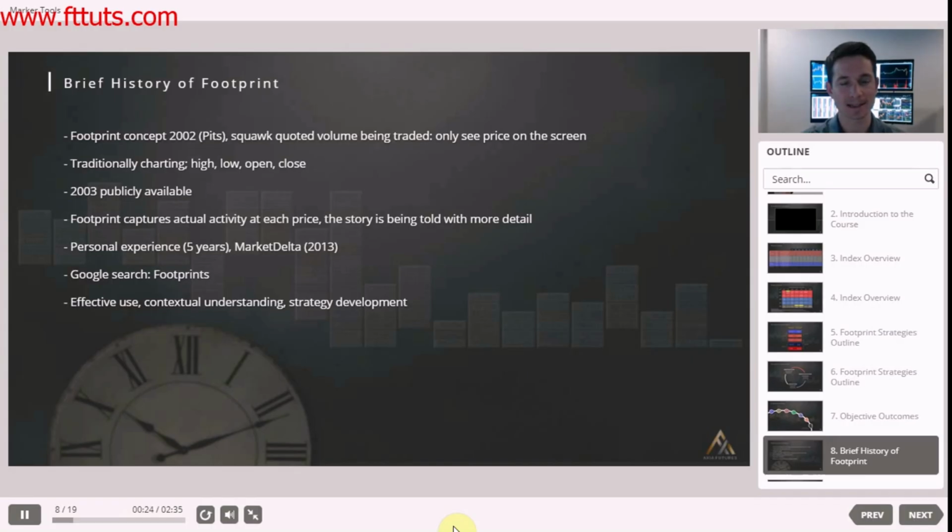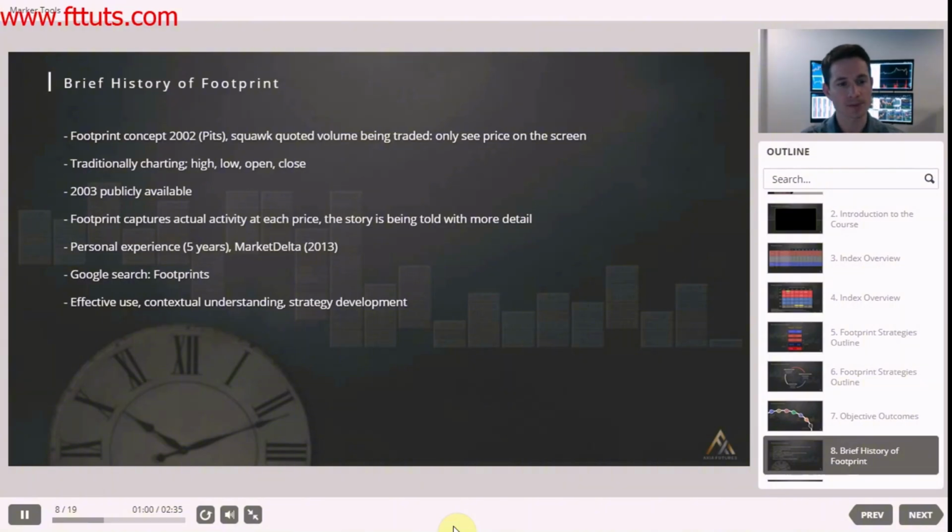Originally, back in the day, you used to have a squawk simply quoting the volume traded at each price. Traditionally, if you were to chart what was going on, you would simply see the high, the low, the open and the closing prices on any given day. Since 2003, the footprint tool became publicly available. However, in my experience, the footprint tool by and large has only started to be fully utilized by professional traders since early 2012-2013.